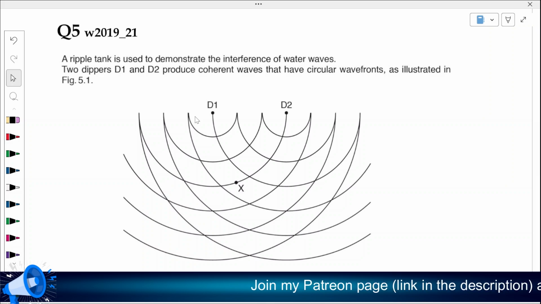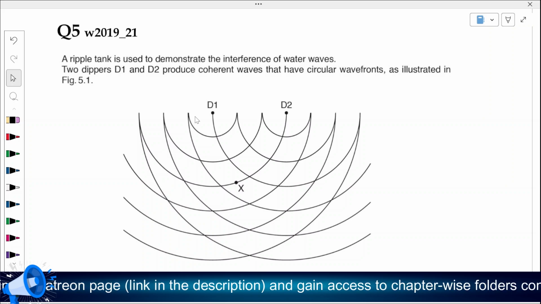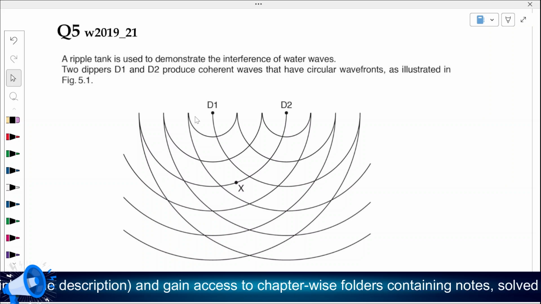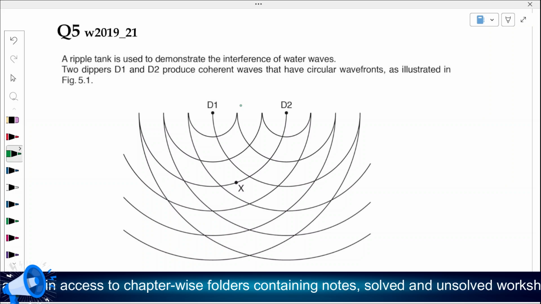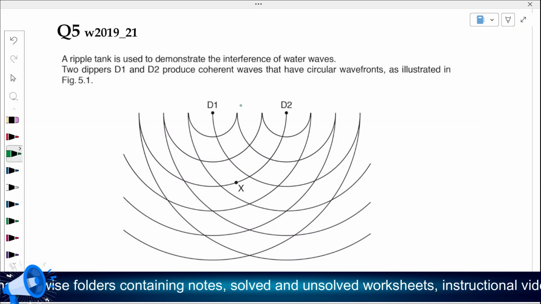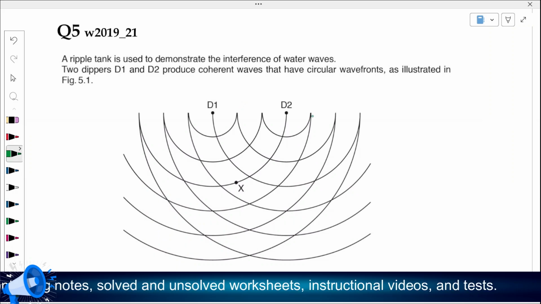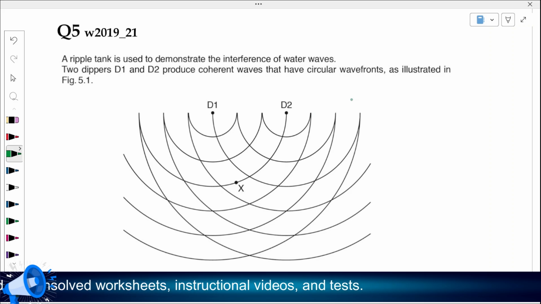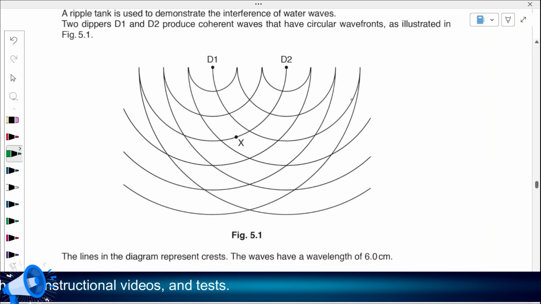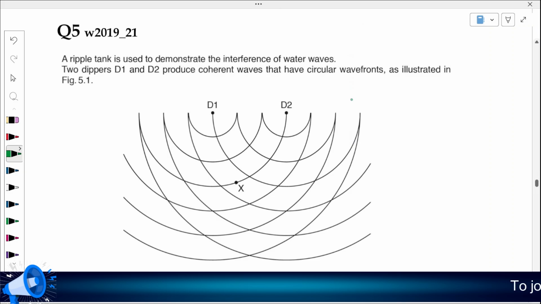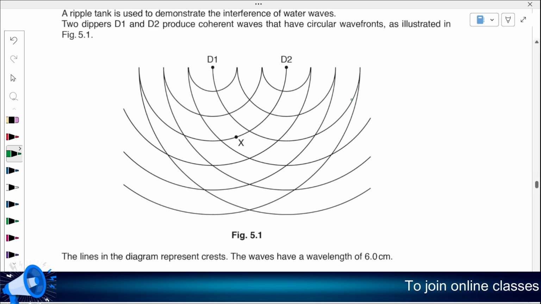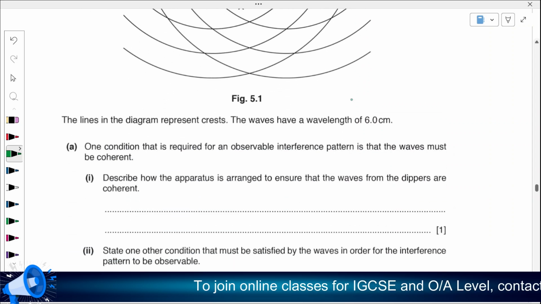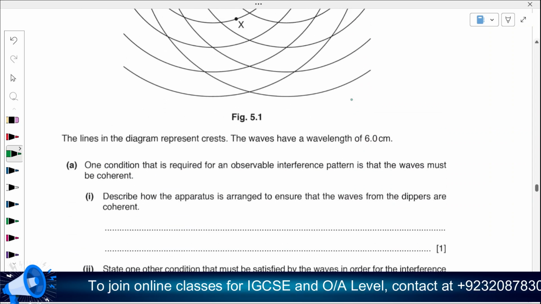A ripple tank is used to demonstrate the interference of water waves. Two dippers T1 and T2 produce coherent waves. Coherent means waves which have the same or uniform phase difference, and have circular wavefronts as illustrated in figure 5.1. Not a big deal, we saw these kinds of waves in the simulation also. Once they produce the water waves, the lines in the diagram represent the crest.